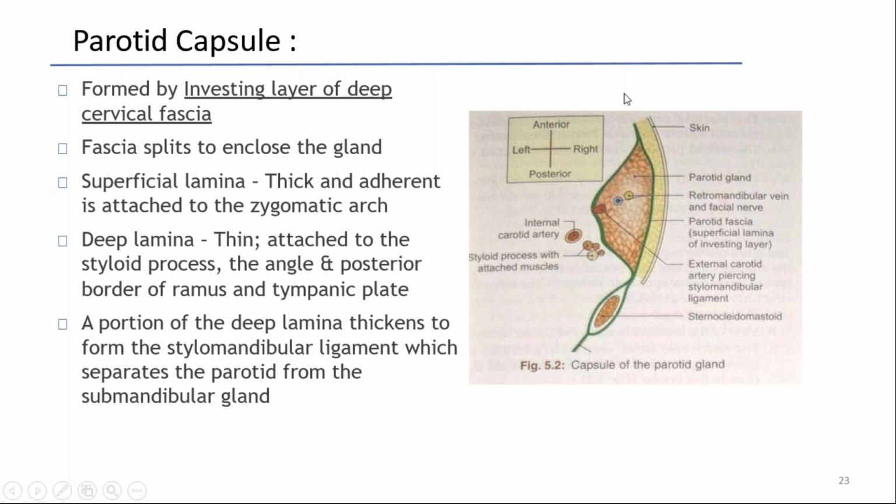The superficial lamina gets attached to the zygomatic arch, while the deep lamina, after encircling the gland totally, gets attached to the styloid process and small other places like the body of ramus and tympanic plate, but always remember, it attaches to the styloid process.